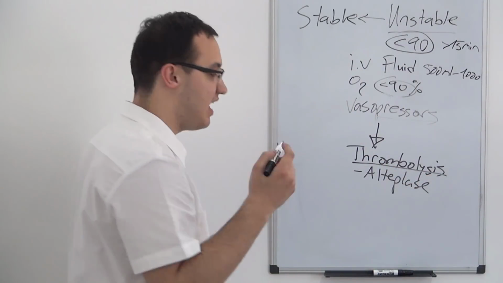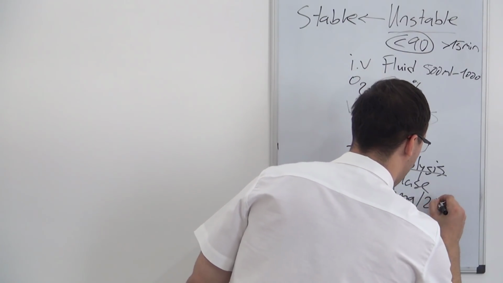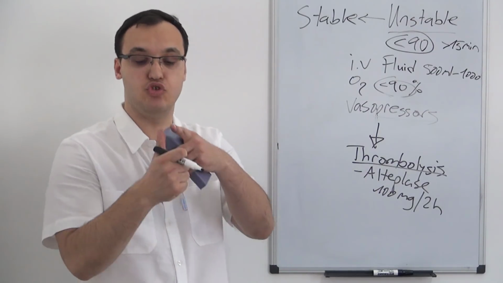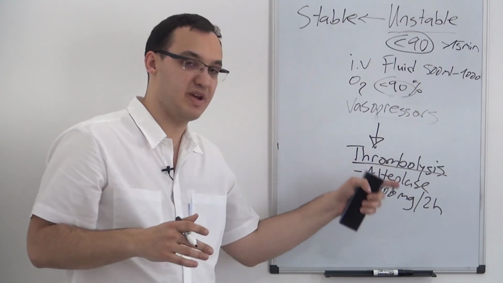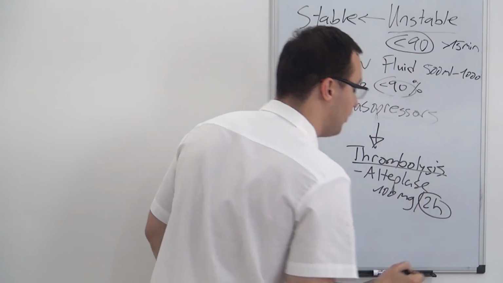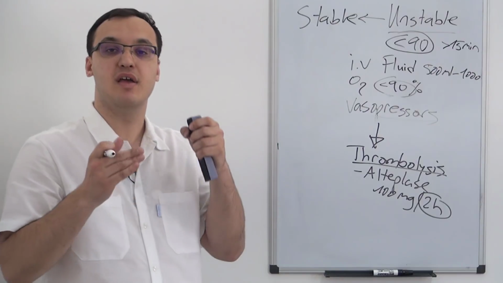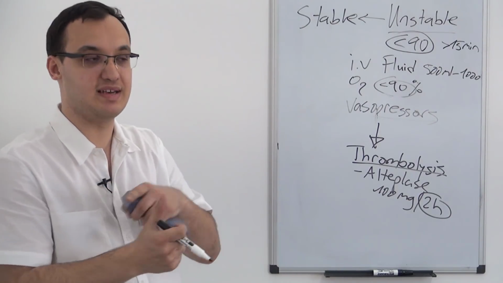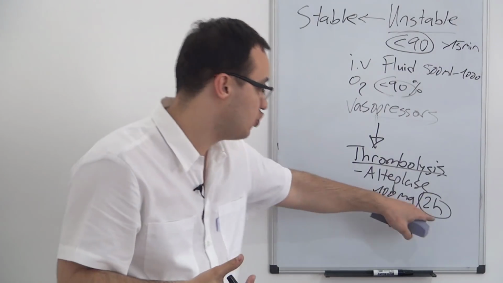Alteplase. And you give 100 milligram in 2 hours. And why is alteplase the better choice? You have urokinase also and streptokinase, but alteplase is better because you can give it in a shorter time. And it has been proven that if you give thrombolysis in a shorter time, that has less bleeding complications than if you would give streptokinase or urokinase, which you have to give for more than 2 hours.